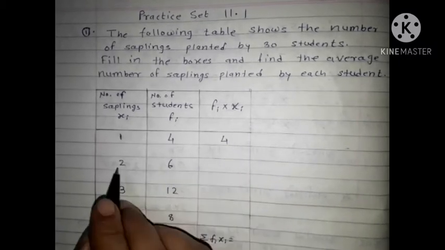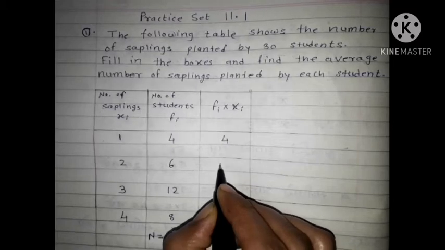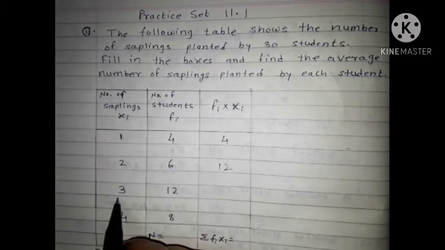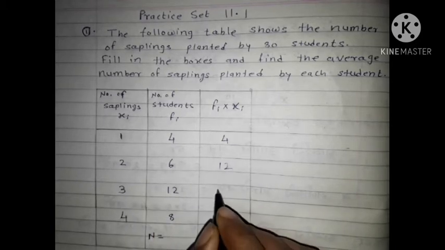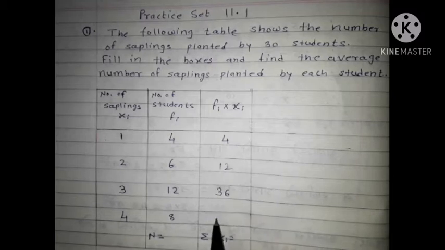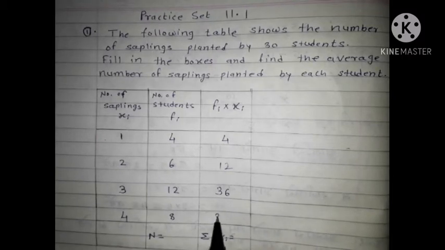4 into 1 is 4. 2 into 6 is 12. 12 into 3 is 36. 8 into 4 is 32.